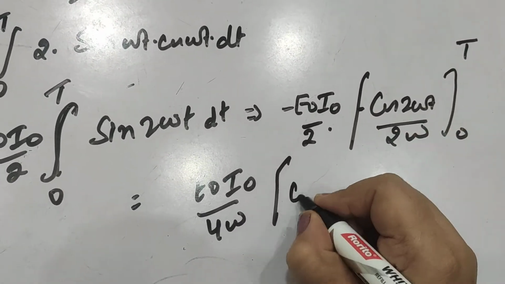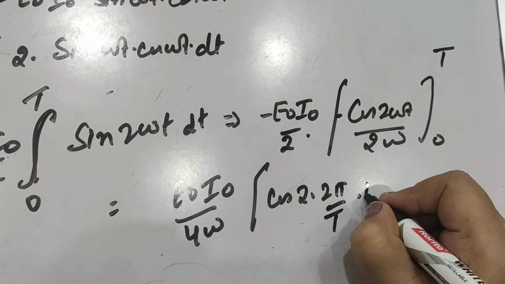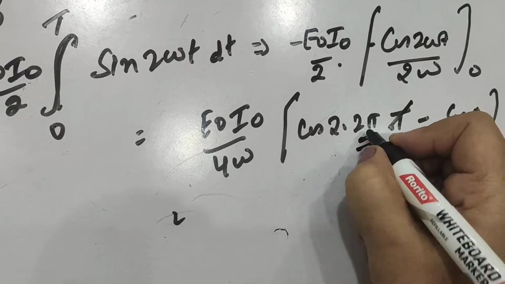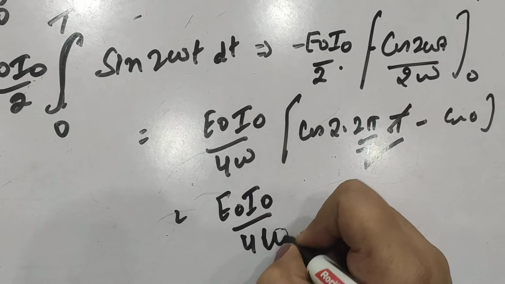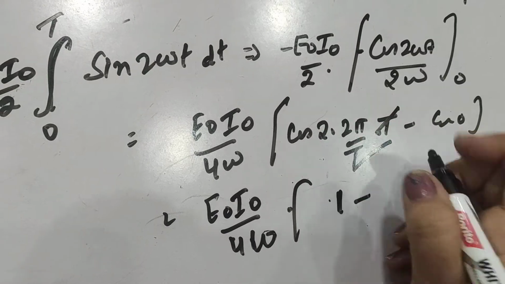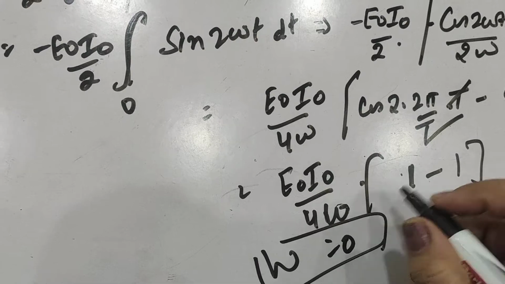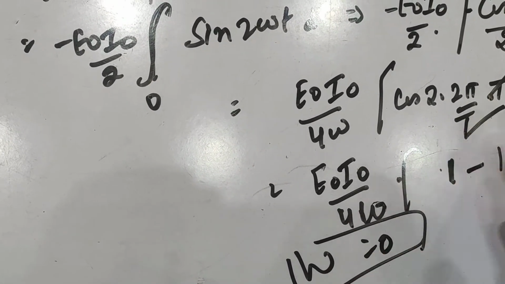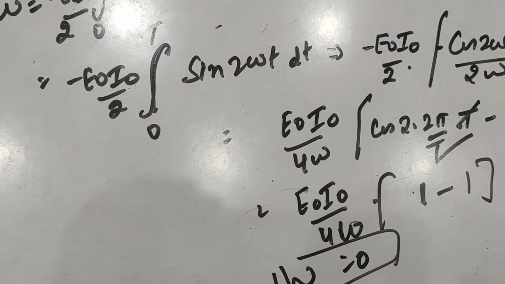Now when we put the upper limit, this is cos of 2 omega, where omega is 2 pi by T, into the upper limit T, minus cos of 0. Now when we solve it, we will get 4 pi. Cos of 4 pi is 1. So E naught I naught upon 4 omega into cos 0 is 1, and cos 4 pi is also 1. 1 minus 1 is 0. So hence we have proved that work done in that case is 0, or we can say that average power, rate of doing work, is also 0. So average power associated with an inductor circuit is 0.